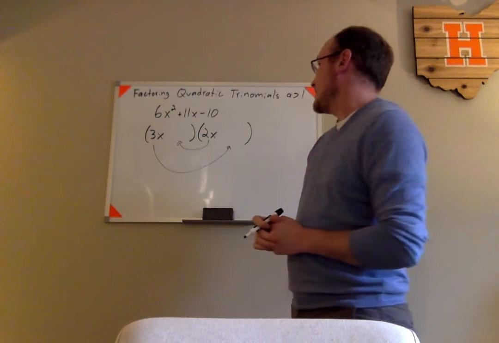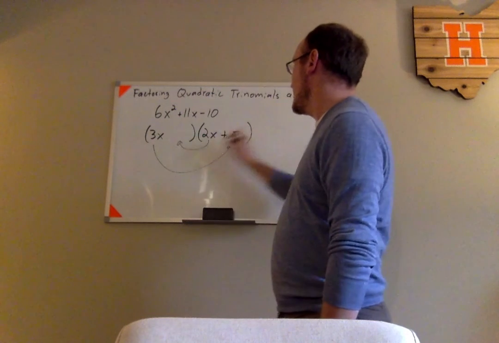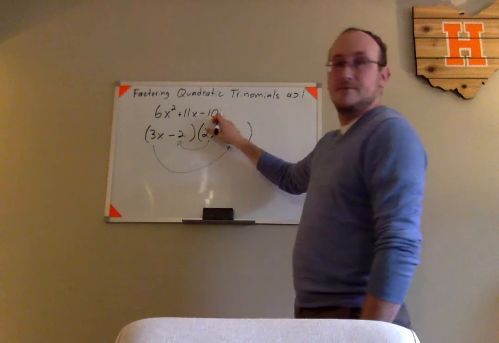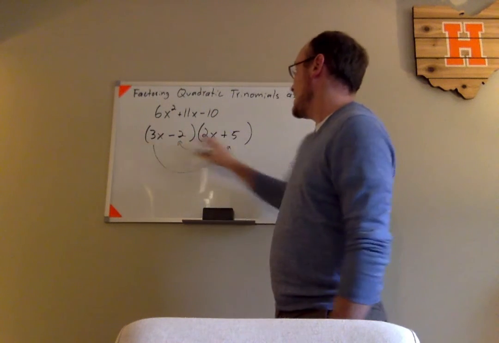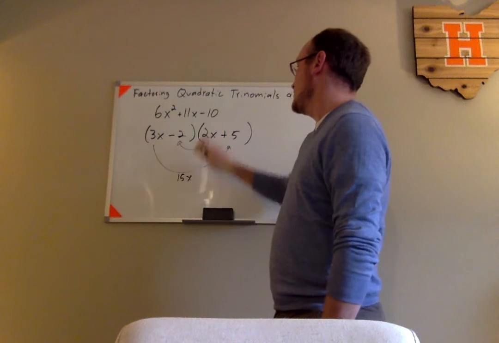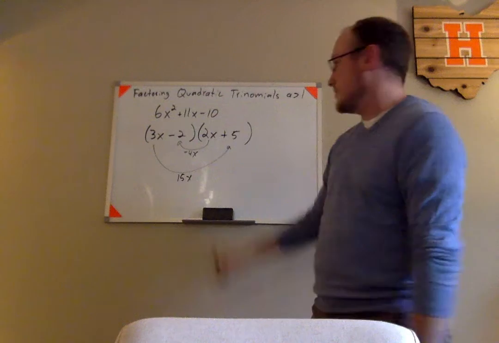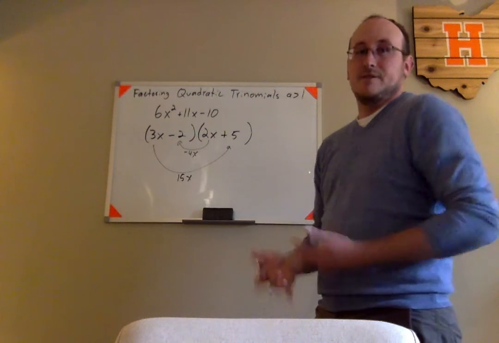So I think if I put plus 5 right here and minus 2 right there, positive 5 times negative 2 is in fact negative 10. And if I check and see what I end up with, 3x times 5 is 15x. Negative 2 times 2x is negative 4x. And when I go ahead and combine those terms, 15x and negative 4x, that does in fact make positive 11x.